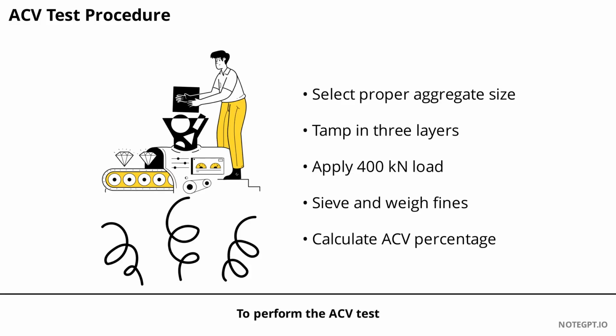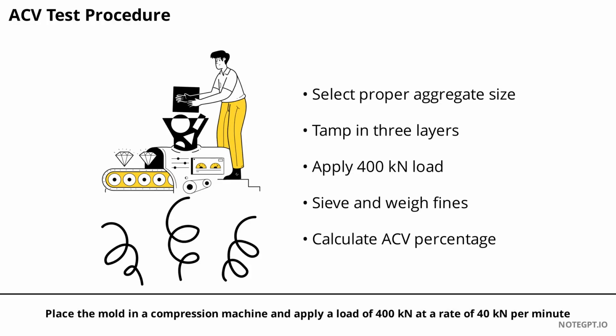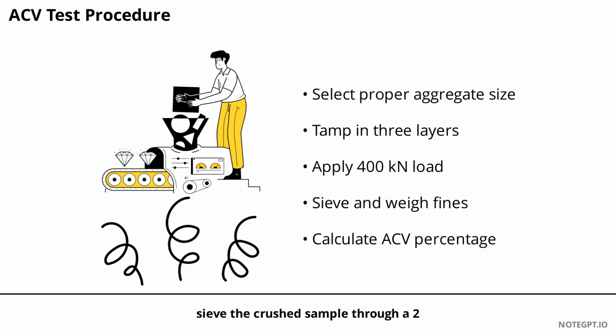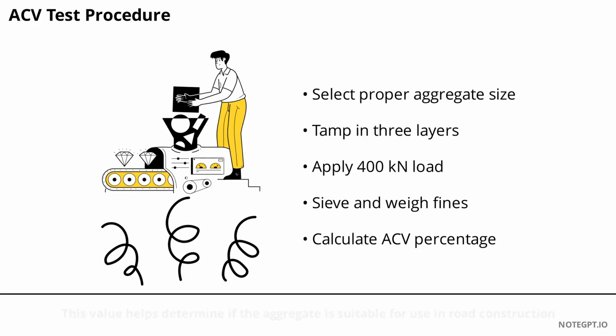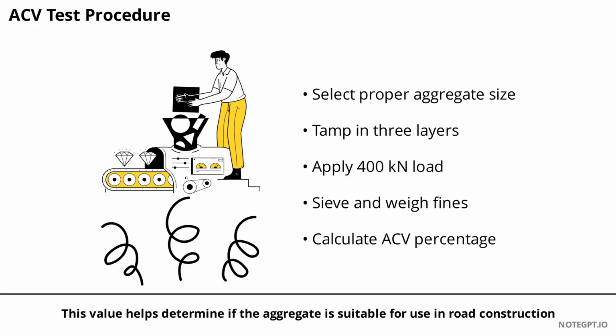To perform the ACV test, start by selecting aggregates that pass through a 12.5 mm sieve and are retained on a 10 mm sieve. Fill the cylindrical mold in 3 layers, tamping each layer to ensure compaction. Weigh the filled mold to get the initial weight. Place the mold in a compression machine and apply a load of 400 kN at a rate of 40 kN per minute. After loading, sieve the crushed sample through a 2.36 mm sieve and weigh the fines. The ACV is calculated as the percentage of fines to the original sample weight. This value helps determine if the aggregate is suitable for use in road construction.